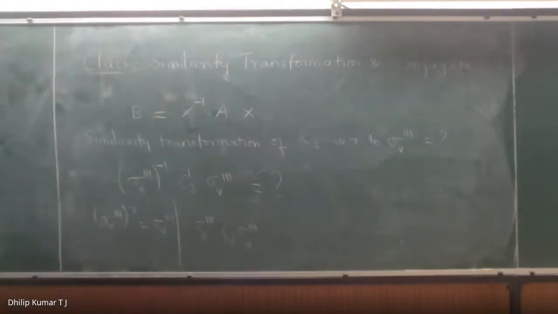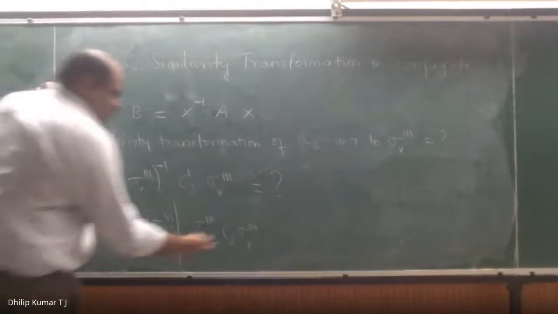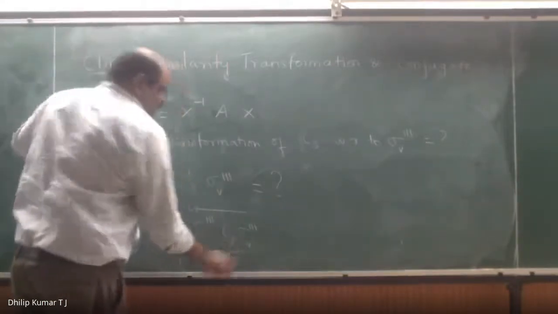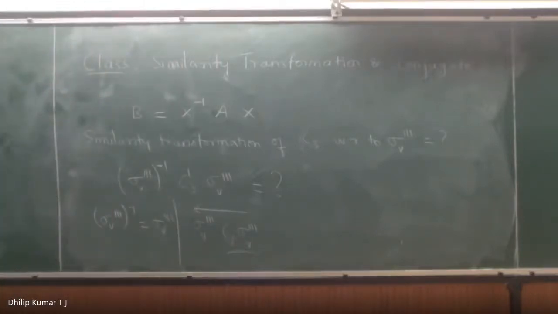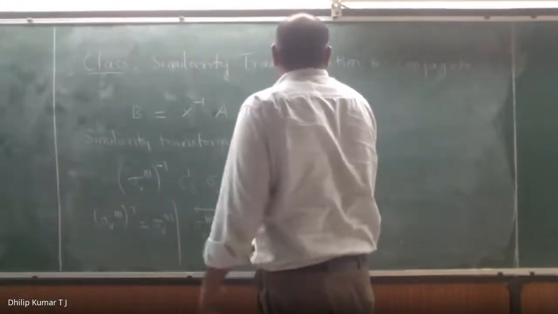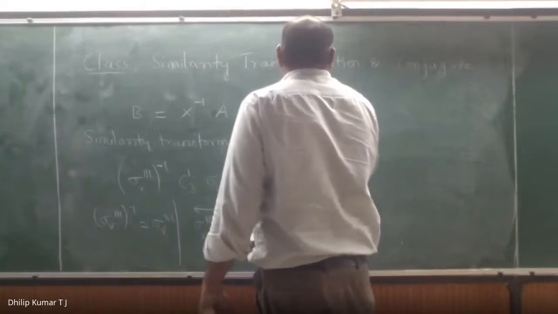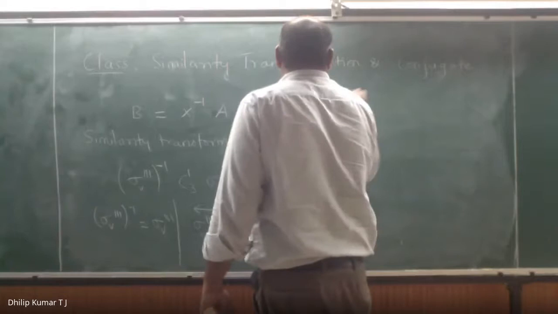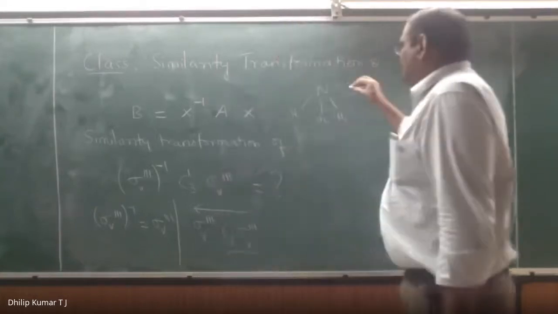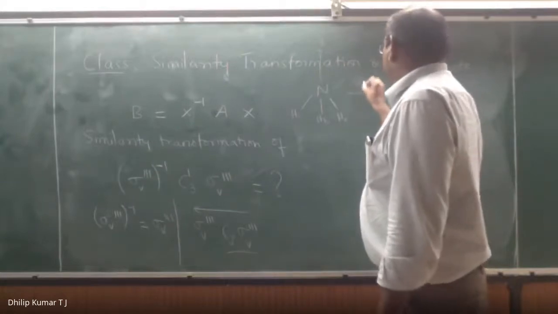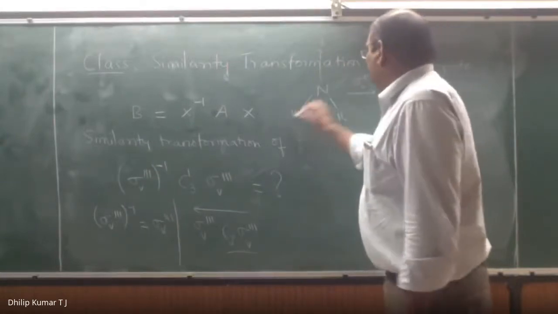So what will be the answer? Can you multiply these two first? We go from right to left, so you multiply these two: C3 into sigma V triple prime is what? One way you can use a matrix. If you are not aware of matrices, then you can simply write C, with the z-axis, and sigma V triple prime.